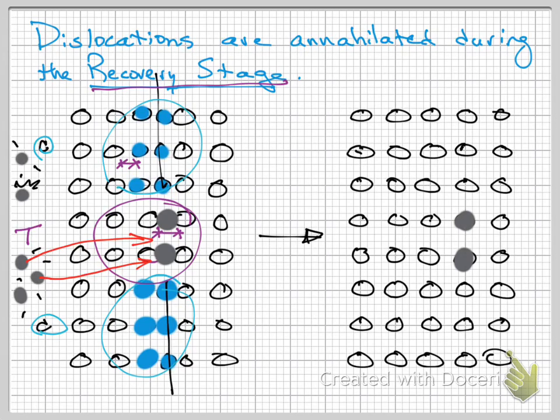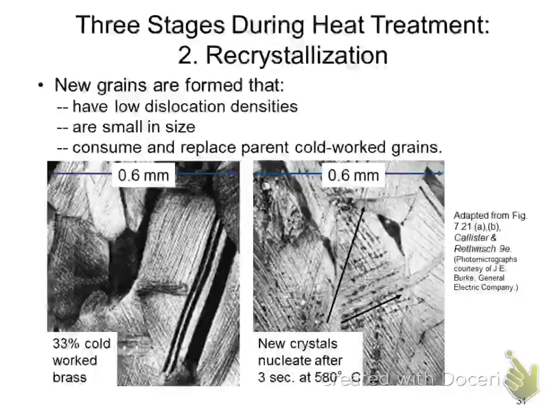But this doesn't happen everywhere. This is just the beginning. This is where we have these extra atoms filling in where they can, but that's not all of the story. That's the first stage, the recovery stage. Let's look at the second stage. We're going to look at recrystallization.